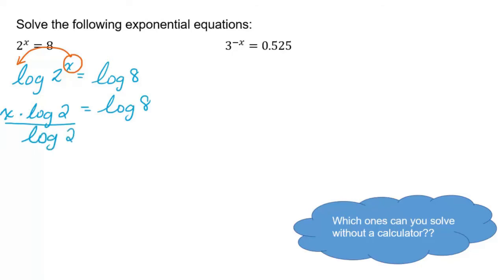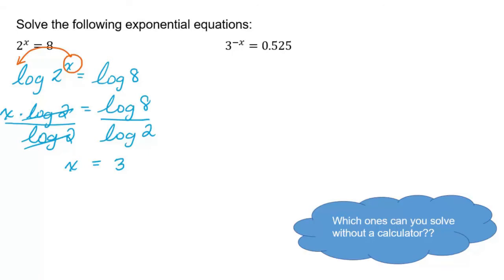Dividing the left side by the logarithm of 2 will isolate x, and then I can calculate the logarithm of 8 divided by the logarithm of 2 using my calculator. This gives us x is equal to 3. Usually we'll have a decimal here. If we have a nice number like this, we probably could have solved this problem without turning to our calculators.